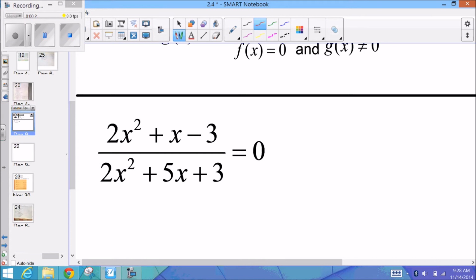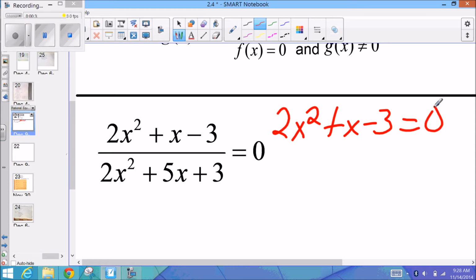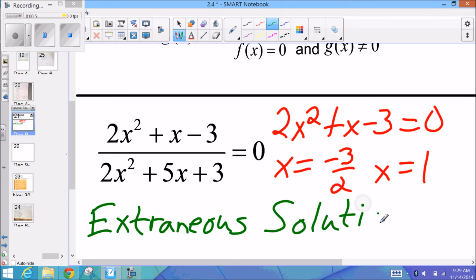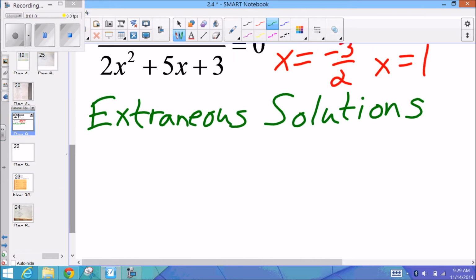When I left off in solving the top of this equation, I had 2x squared plus x minus 3 equals 0. I solved that just a moment ago, and I found that x was equal to -3/2 and +1. All right, so now I'm going to look for extraneous solutions. To find extraneous solutions for fractional equations, I'm going to look to see what values of x make the denominator 0. You can never divide by 0. So if the denominator is 0, then the fraction doesn't even exist.